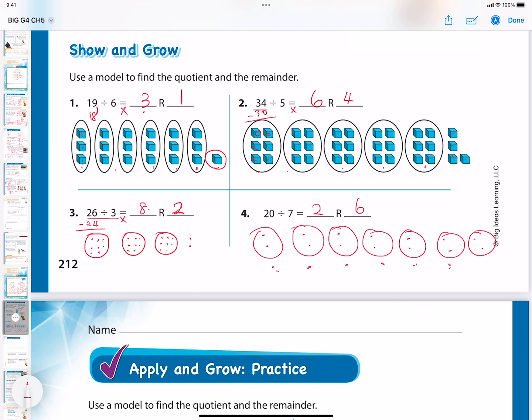Counters. Let's use this easier way because you know what? 7 times 3 is 21. So there can't be 3. That means what? You need to go for 2, which is the closest but not greater than 20, the dividend, right? So 7 times 2 is 14. And what's the difference? 6. This is going to be the remainder.